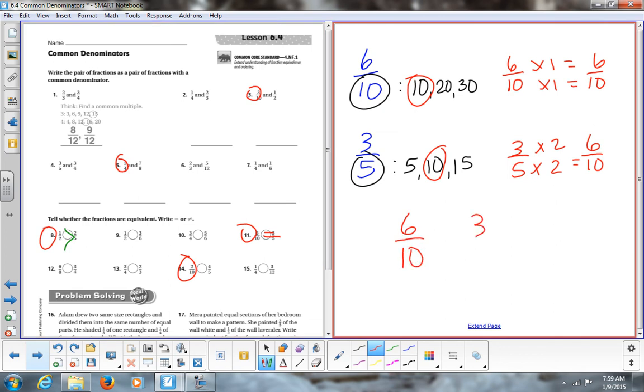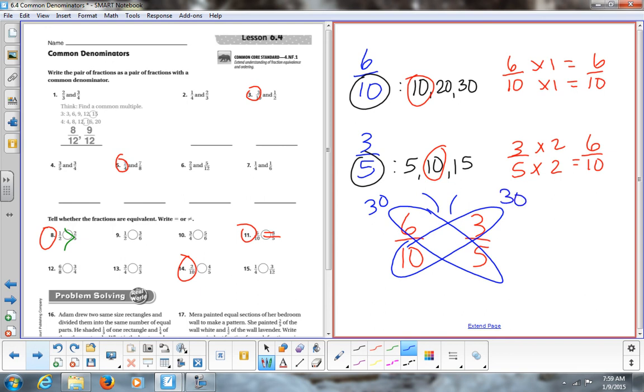Let's double check with the butterfly method. 6 tenths and 3/5. Circle, butterfly. Okay, 6 times 5 is 30. 10 times 3 is 30. They are equal.